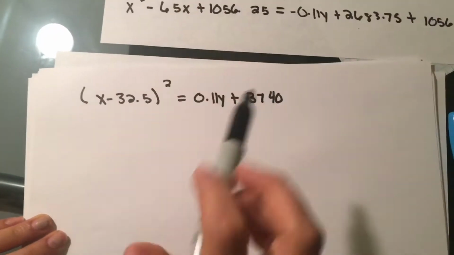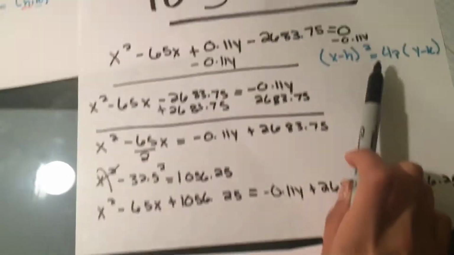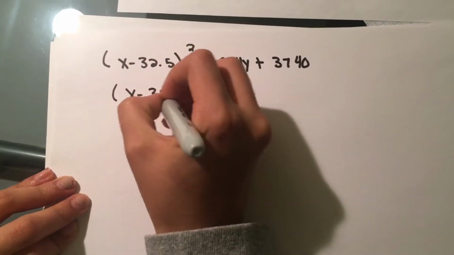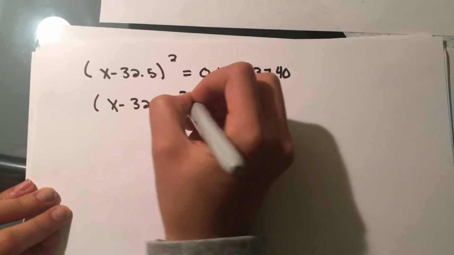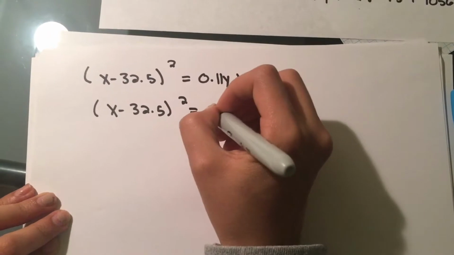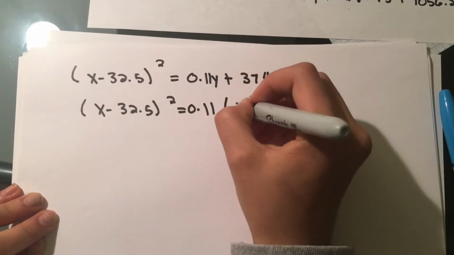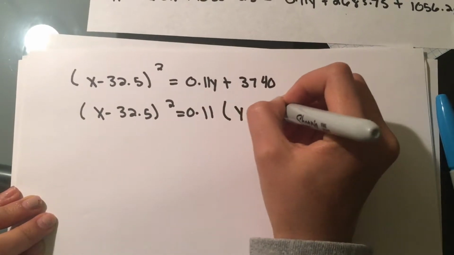Okay, so now you're going to simplify your equation in the way that you set it to that form. So you're going to write (x minus 32.5) squared equals negative 0.11, and then you're going to write it in that standard form. So you're going to get 34,000.